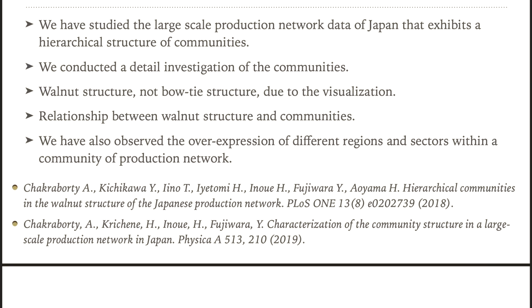So, as the first part, we studied a large-scale production network of Japan that exhibits a hierarchical structure of communities. We did a detailed investigation of the communities in terms of the bow-tie structure, or the walnut structure in our case, and we saw how the regions and sectors are overexpressed within these communities. We also said that the input-output models, which economists generally consider for different kinds of macroeconomic phenomena, can be questioned. This was the first part of my presentation.